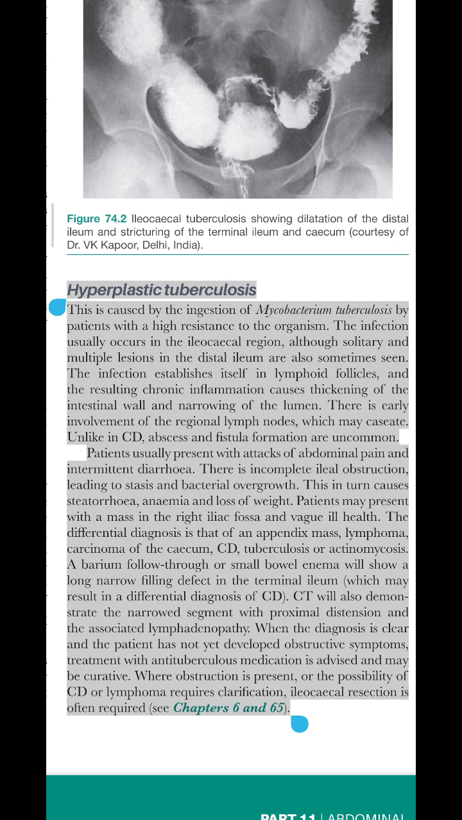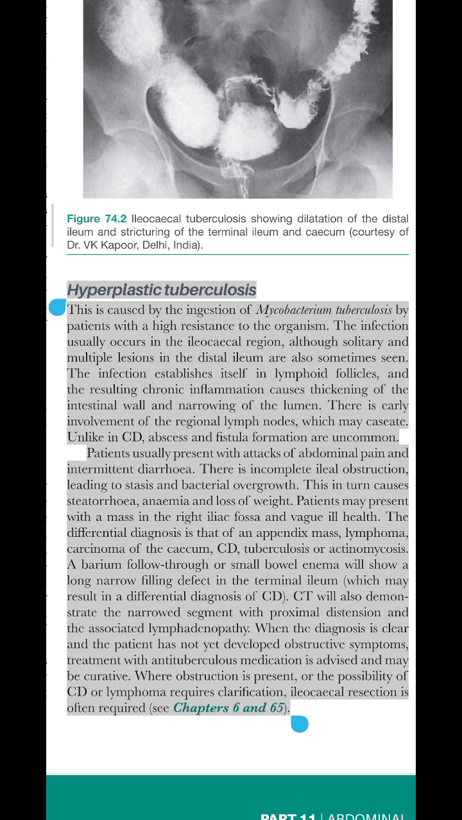Hyperplastic tuberculosis. This is caused by the ingestion of Mycobacterium tuberculosis by patients with a high resistance to the organism. The infection usually occurs in the ileocecal region, although solitary and multiple lesions in the distal ileum are also sometimes seen. The infection establishes itself in lymphoid follicles, and the resulting chronic inflammation causes thickening of the intestinal wall and narrowing of the lumen. There is early involvement of the regional lymph nodes, which may caseate. Unlike in CD, abscess and fistula formation are uncommon.